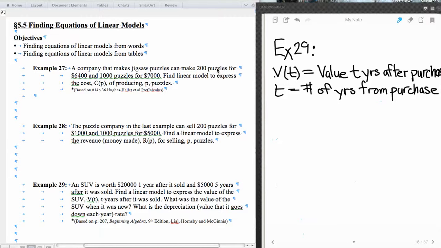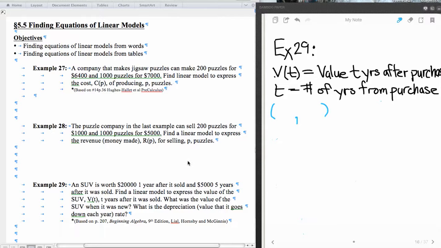Right, hopefully you found example 29 easy and you were able to get to the basic model. Maybe you found a little challenge in the questions there, but we'll go over those. So I've taken the liberty with example 29 to write down the dependent v of t and the independent t. And now I'm going to write in my ordered pairs that I find from reading.